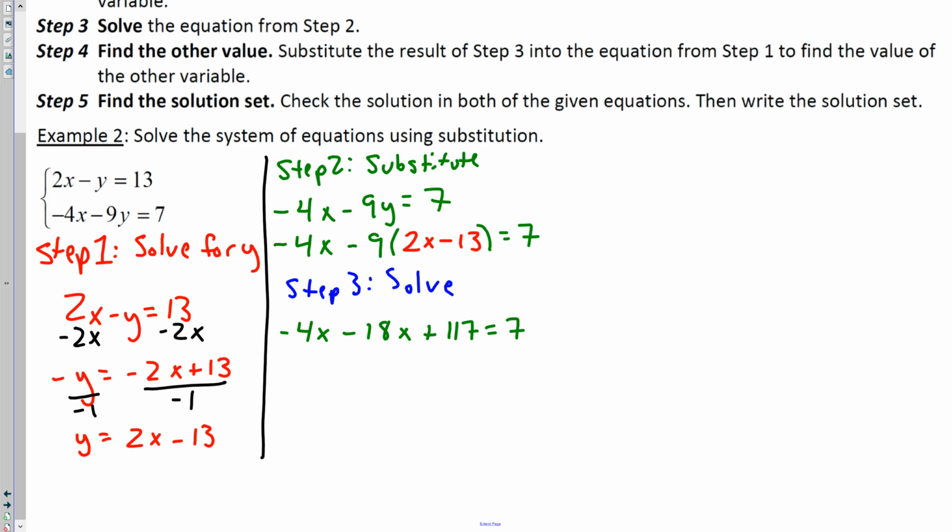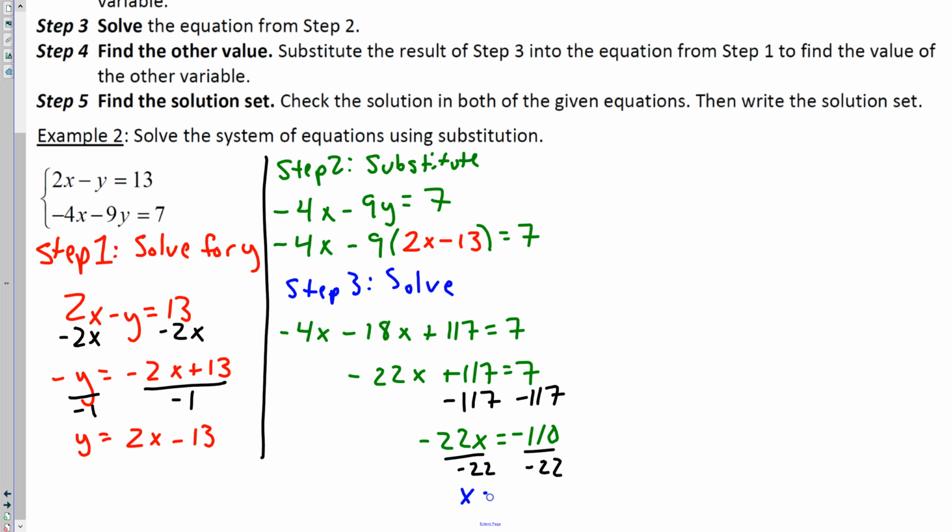So solving, we're looking for isolating x, so I can combine the 4 and the negative 18. That's negative 22x plus 117 equals 7. And then we need to move our values to get the x by itself. So I can subtract 117, and I get negative 22x equals negative 110. Divide out the negative 22, and we have our solution that x is going to equal 5 here when you do the division 110 divided by 22.